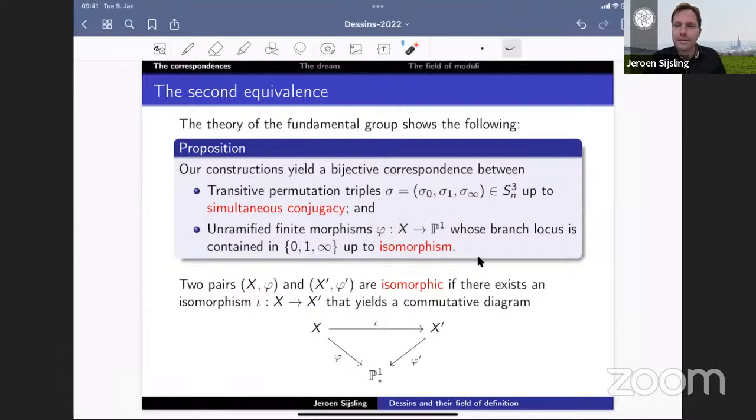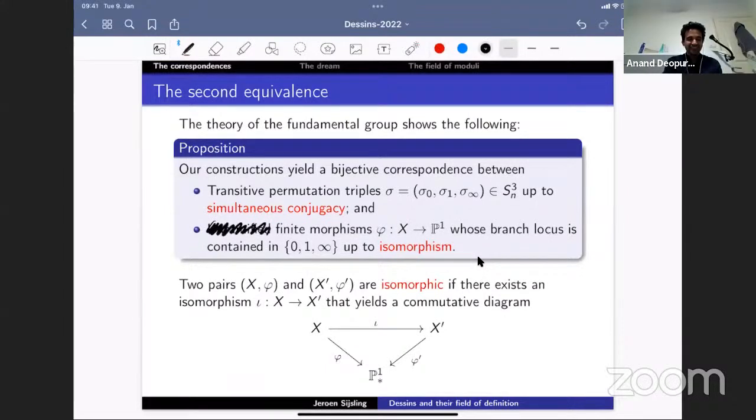Yes, is there a question? Do you mean ramified finite morphisms? Yeah, there should not be "unramified" here. That's nonsense. Completely ignore that word, please. Finite morphisms. Yeah, okay. I could have said it differently. Thank you very much. It's right the way it's written now. Finite morphisms whose branch locus is contained in 0, 1, infinity. Meaning that it's unramified everywhere else, at the other points.